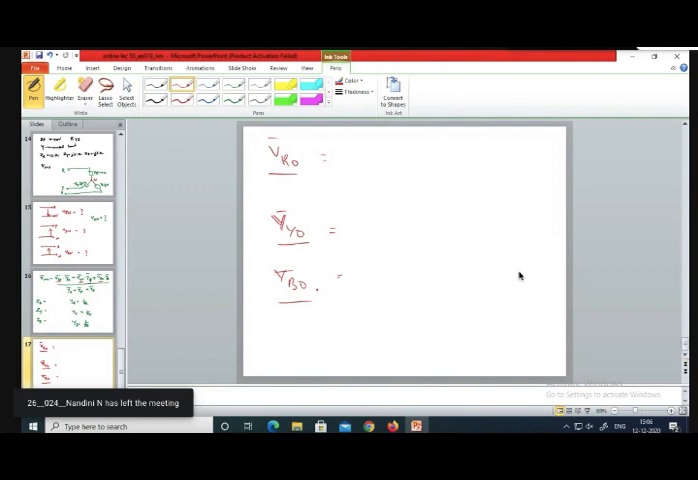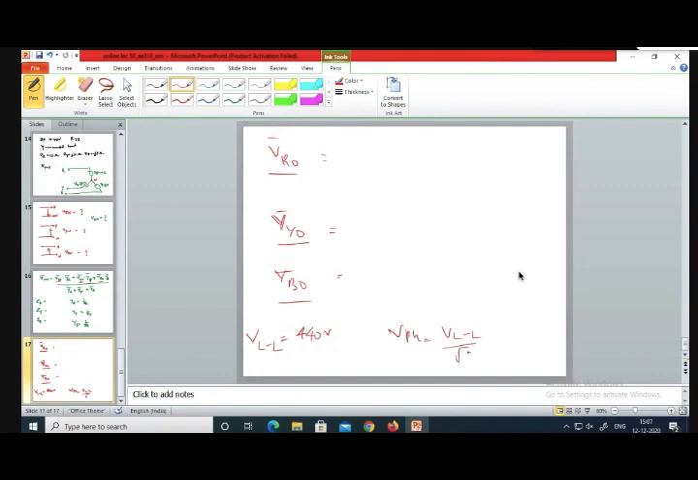How to find out these? We know the line voltage. The line voltage is 440 volts on the supply side. That means the line voltage is given, so you have to find the phase voltages. We know that V phase is equal to V line to line by root 3. This is the actual relationship in a star connected supply system. So V phase is equal to VL by root 3, which is 440 divided by root 3.